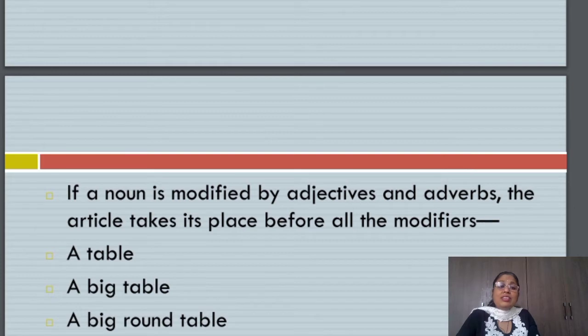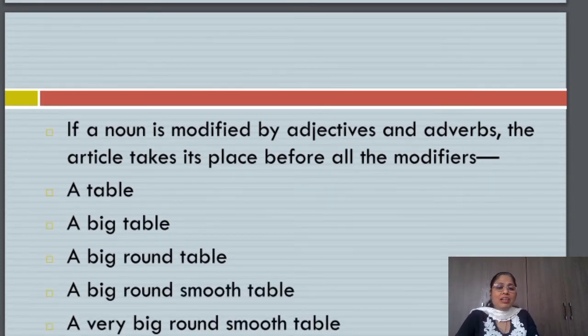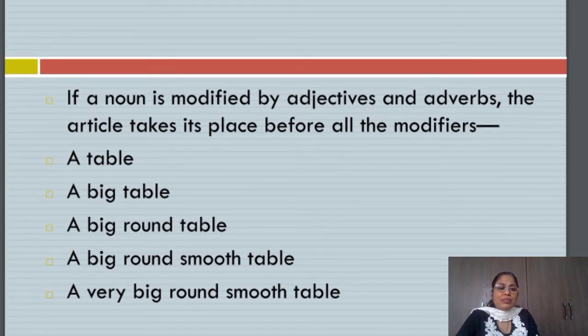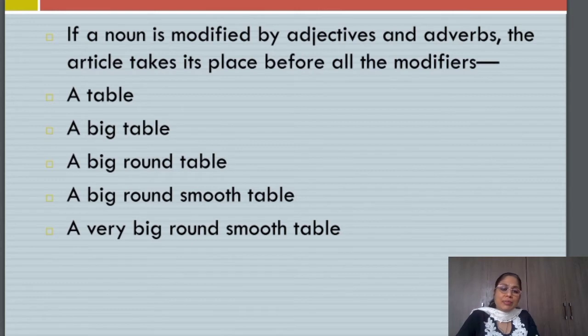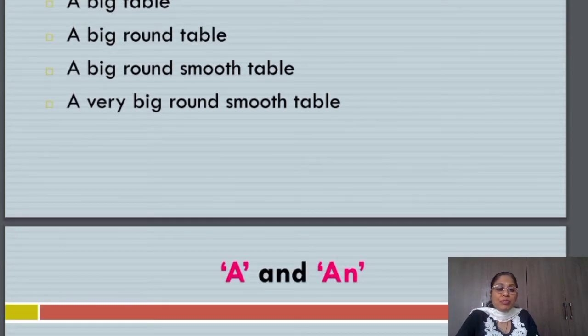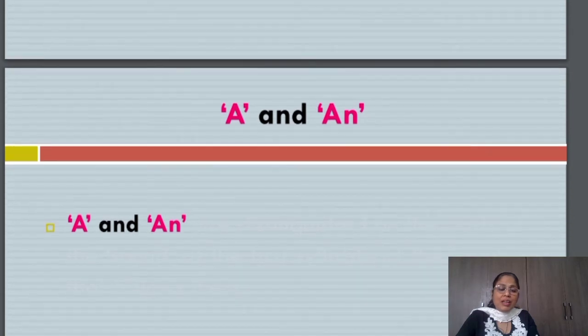If a noun is described or modified by adjectives and adverbs, the article takes its place before all of those describing words. For example, I can say a table, but if it is a big one, I say a big table. If it is big as well as round, I say a big round table. If it is also smooth, I say a big round smooth table. But if the table is very big, round and smooth, then the phrase is a very big, round and smooth table. Now I'm going to teach you the difference of usage between a and an.